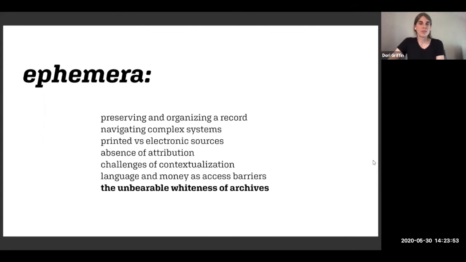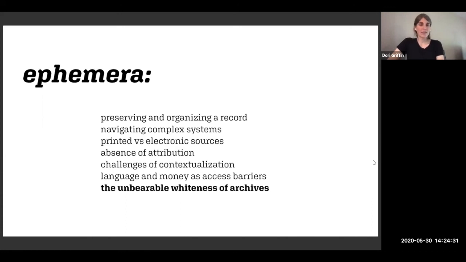Ephemera is notoriously tricky in libraries and archives. I'm sure on the cataloging end and certainly on the user end. So just having that record is an initial challenge. Once the record is there, the user has to navigate all of these complex systems to find what they're looking for. All systems are different. Some of them are beautifully designed and others are not. And I spent a lot of time with students individually, kind of working through how to navigate various systems.